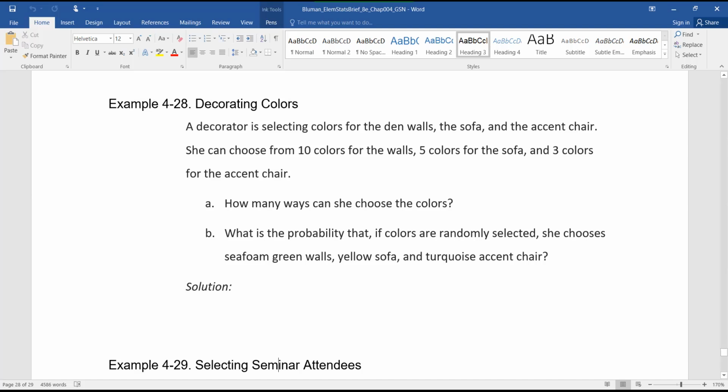So she can choose from 10 colors for the wall, 5 colors for the sofa, and 3 colors for the accent chair. All right, anyway, the first part says, how many ways can she choose the colors? So remember, this is the counting rules thing where all you have to do is multiply each of your options here. So this will just be 10 times 5 times 3. That's 50 times 3, which is in fact 150.